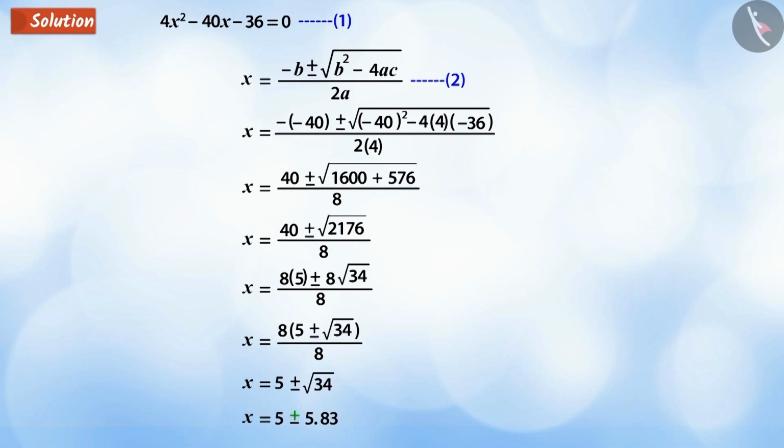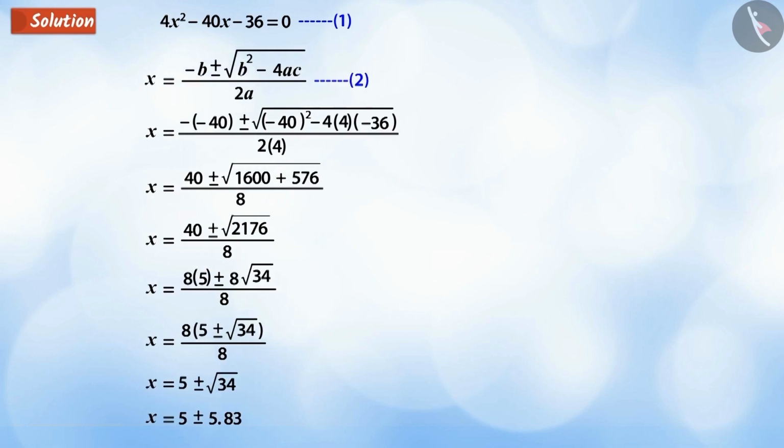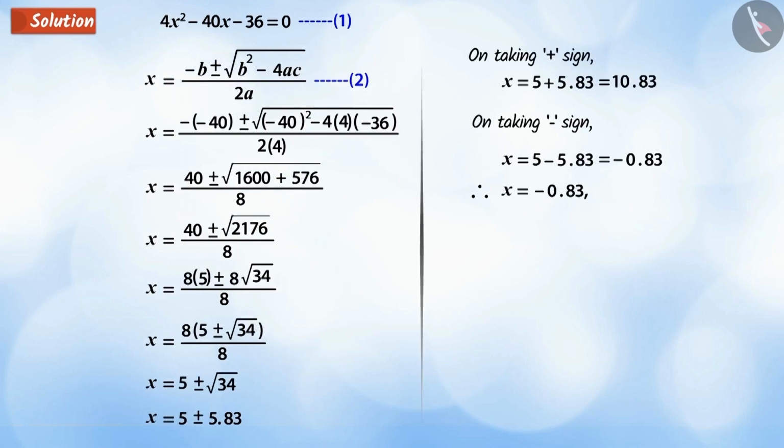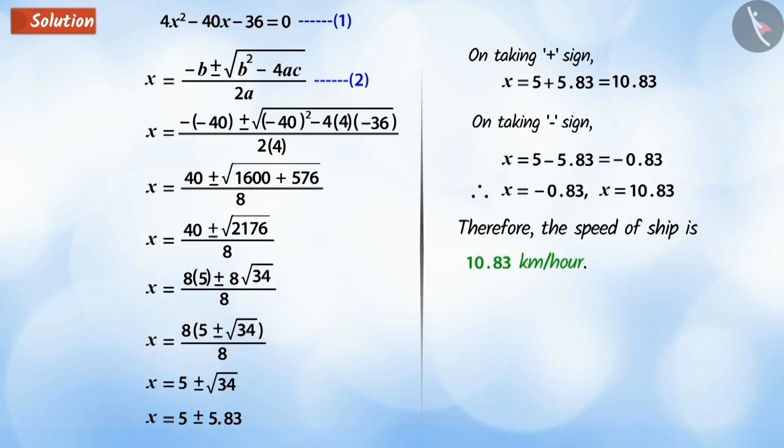On solving, we get x equals 5 plus and minus 5.83. That is, x equals minus 0.83 or x equals 10.83. Because x is the speed of current, therefore it cannot be negative. Hence, we leave the value x equals minus 0.83. So we get from x equals 10.83 that the speed of the ship is 10.83 kilometers per hour.